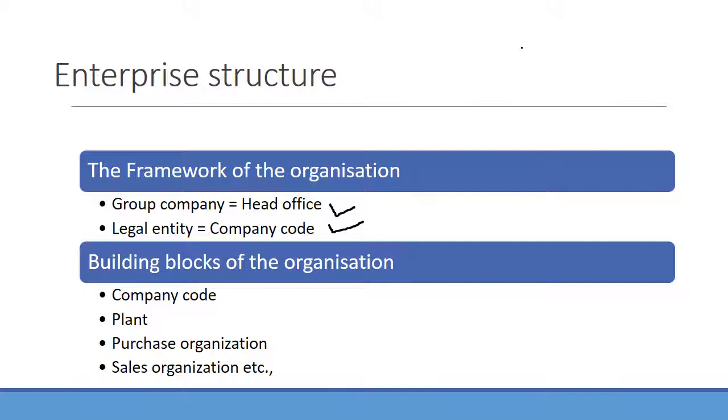Under each company code, there can be subunits, which are also called building blocks, such as plant, purchase organization, sales organization, etc. Company is created in the finance module of SAP and is central to all operations. The company code forms the basis for all future configurations and as such has to be configured very carefully with reference to all the data that can be collected from the organization.